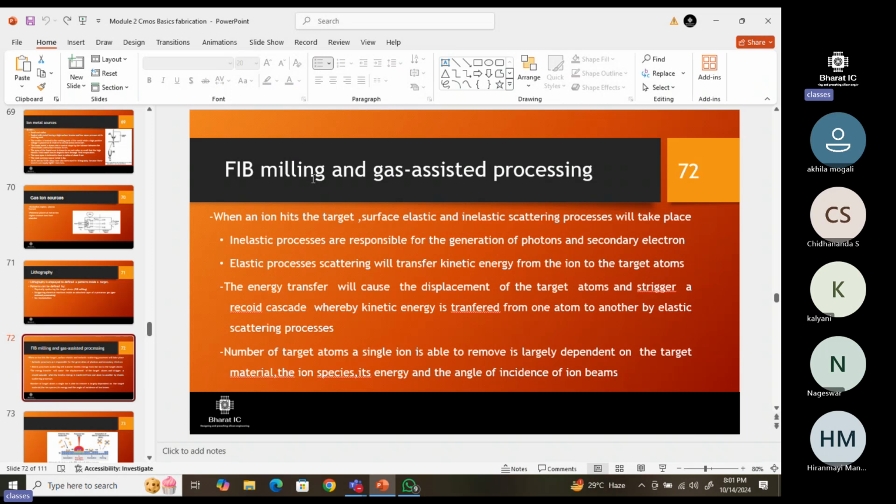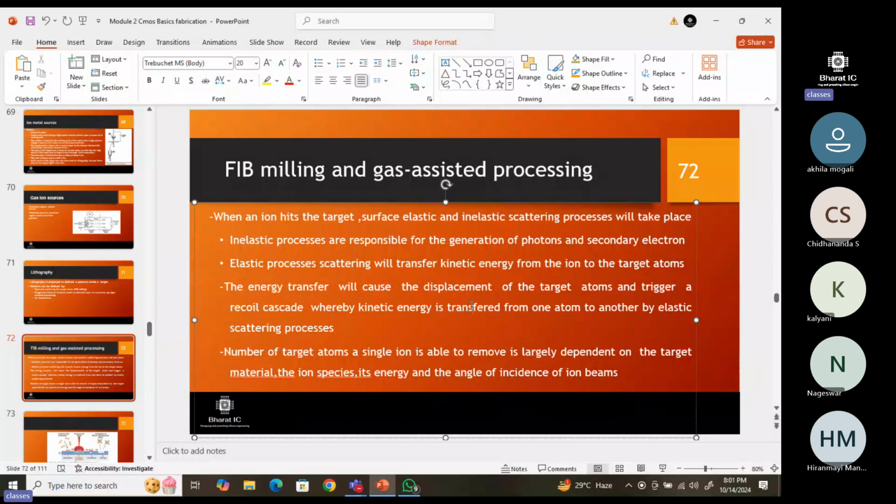The energy transfer will cause the displacement of the target atom and trigger a recoil cascade, wherever kinetic energy is transferred from one atom to another by the elastic scattering process. When the kinetic energy of the ion gets transferred to the target atom, that is called a drift.